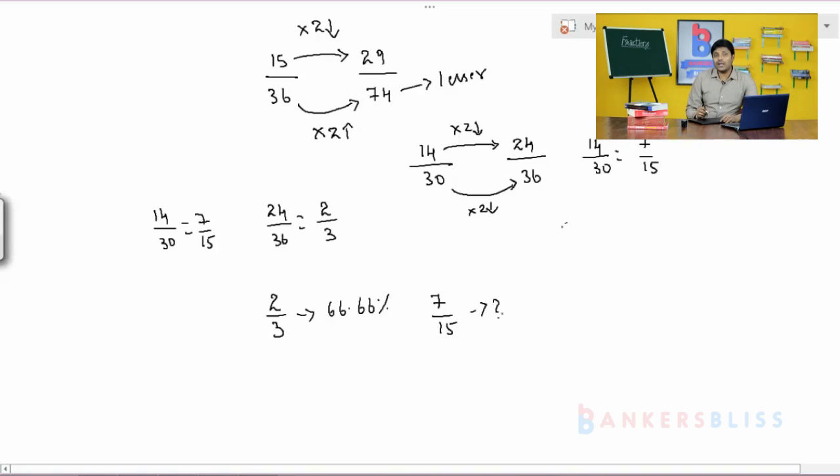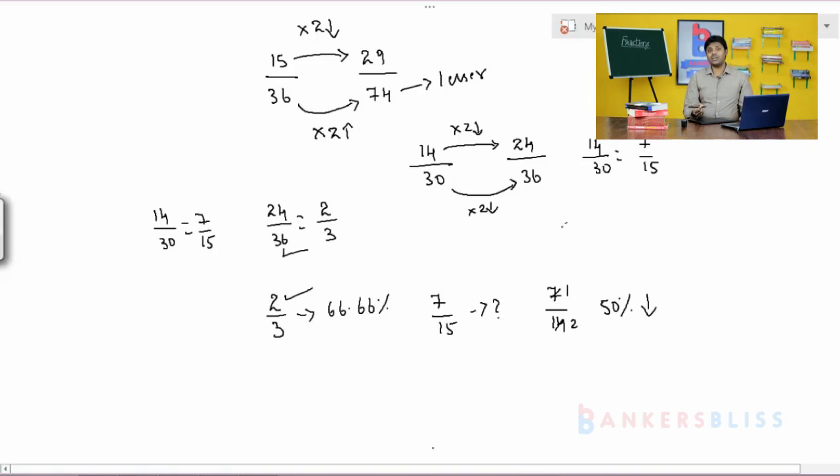No. So how to calculate 7 by 15? Observe properly, 7 by 14, 7 ones are 7, 7 twos are 14, means 50%. So 7 by 14 is 50%, but 7 by 15 is obviously less than 50%. Therefore, 2 by 3, that is 24 by 36, is the maximum one.